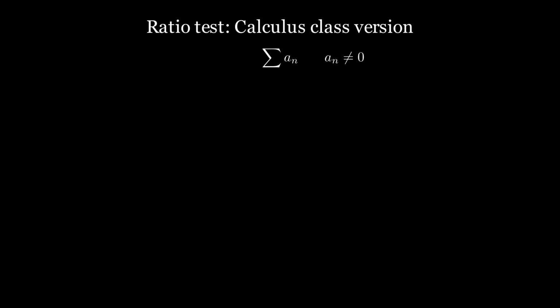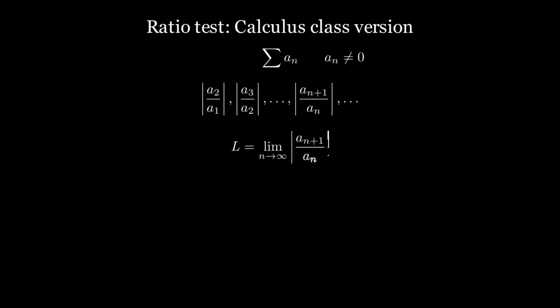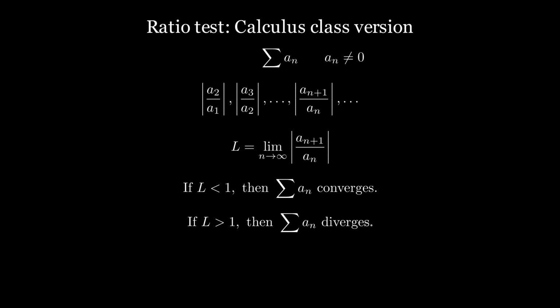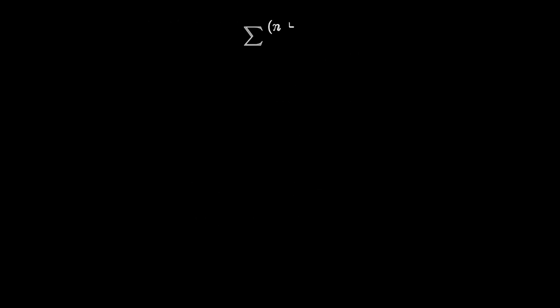Now compute the absolute value of the ratio of successive terms. Now suppose this new sequence has a limit. If the limit is strictly less than 1, then the original series converges. If the limit is strictly greater than 1, the series diverges. Note that if the limit is exactly 1, or if the limit does not exist, then we get no information from this test.